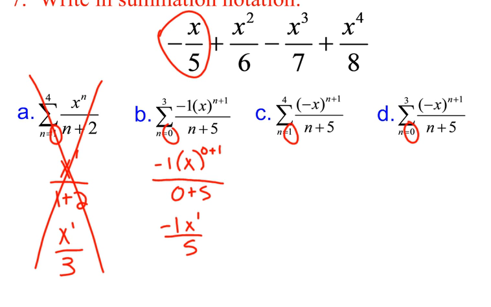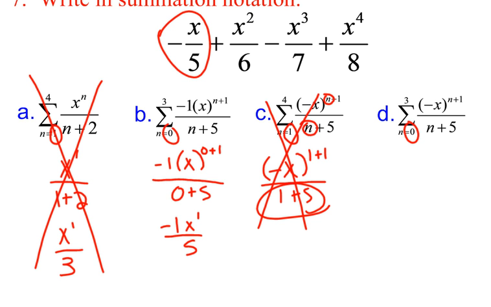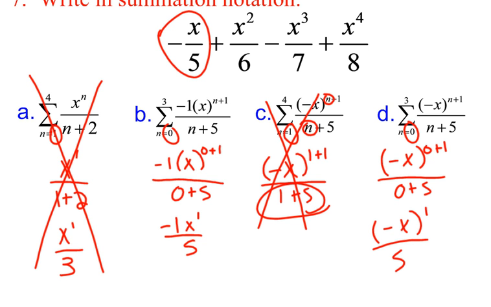Now that doesn't mean I'm done, because I have to check and make sure none of the other ones work. When I go to C, I'm plugging in 1 for n. That's where it's going, in those n spots. Negative x to the 1 plus 1 over 1 plus 5. I already can see I'm getting a 6 here. That's not going to check. My last one here, I'm going to plug in a 0. So I have negative x to the 0 plus 1 over 0 plus 5. I have negative x to the first, and that checks. So B and D so far work.